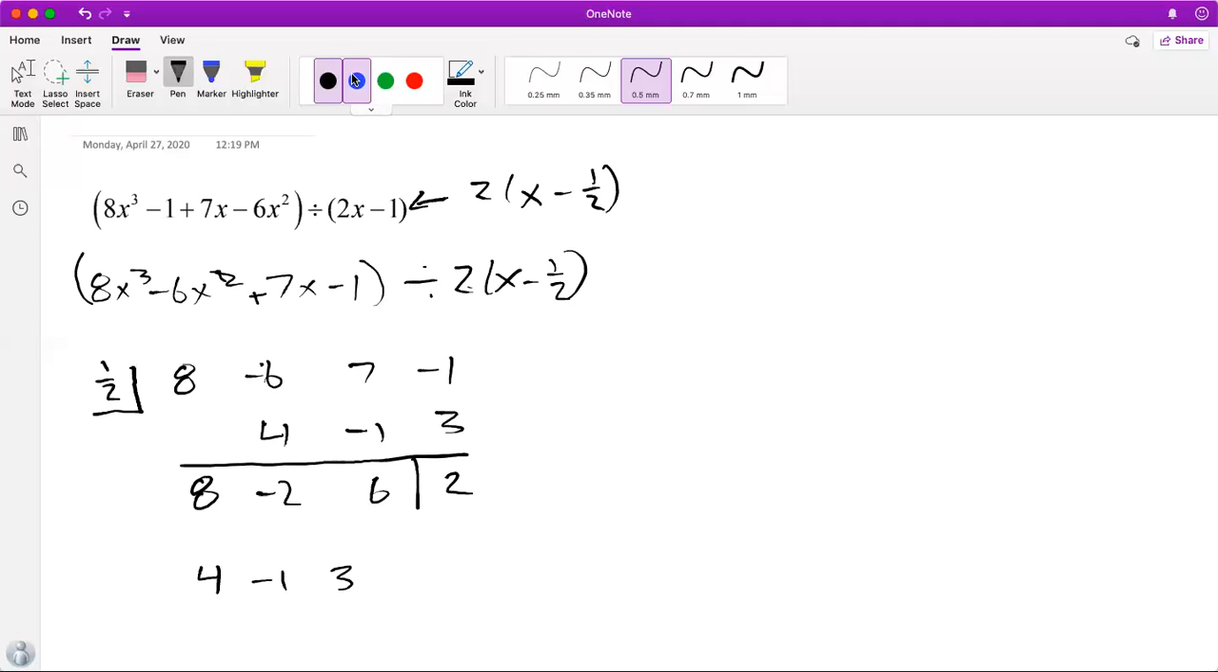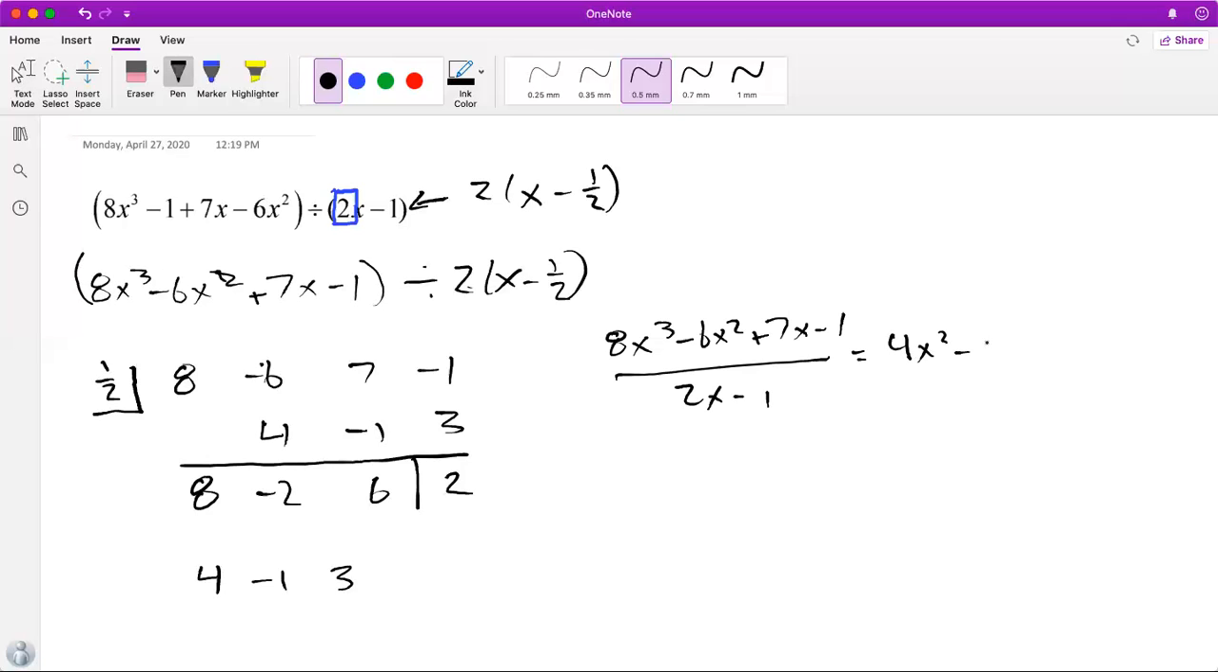Anytime the number here is not 1, anytime there's actually a coefficient on x, we have to do this. You don't actually have to rewrite it like this if you can just see that this is going to be 1/2. But at the end, whatever this coefficient was, you have to divide all of these by that coefficient for it to work. So basically what we're saying is this: 8x cubed minus 6x squared plus 7x minus 1 divided by 2x minus 1 equals 4x squared minus x plus 3 plus 2 over 2x minus 1.